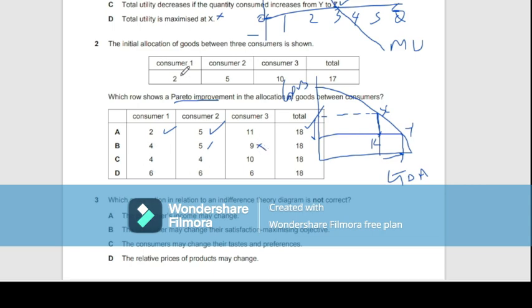Choice C, we are making consumer 1 better off. That is okay. Consumer 2, we are making the consumer worse off. Consumer 3, no change. Therefore, this is wrong. If you look at the fourth choice, consumer 1, we are making him or her better off. The second consumer better off, while making the third consumer worse off. So this makes the choice wrong. Therefore, the right choice here will be choice A. And question 1, the choice was C.